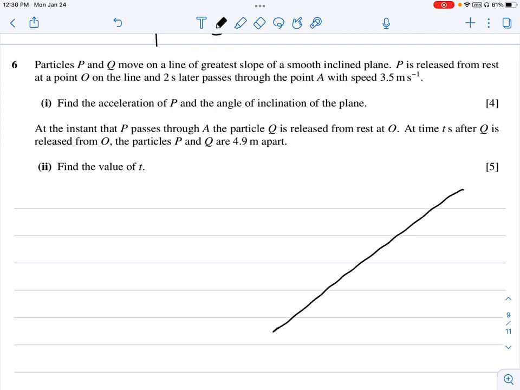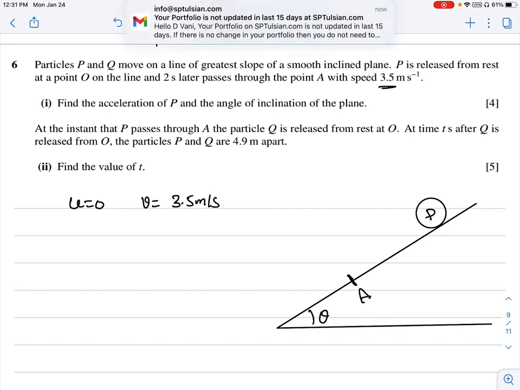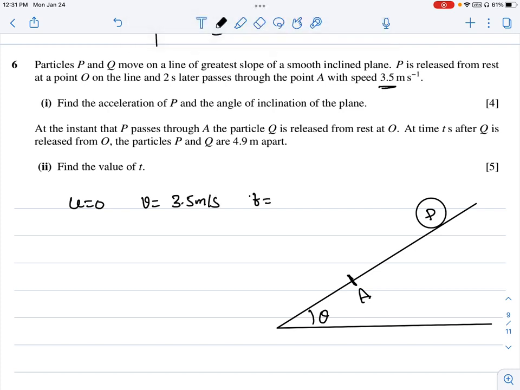So particle P moves on a line of greatest slope of a smooth inclined plane. P is released from rest at a point O on the line and 2 seconds later it passes through A. So P is coming from here and it comes through A. This angle is theta and its speed is 3.5 meters per second 2 seconds later. What is the acceleration? Initial velocity is 0, final velocity is 3.5 meters per second, time is equal to 2 seconds.